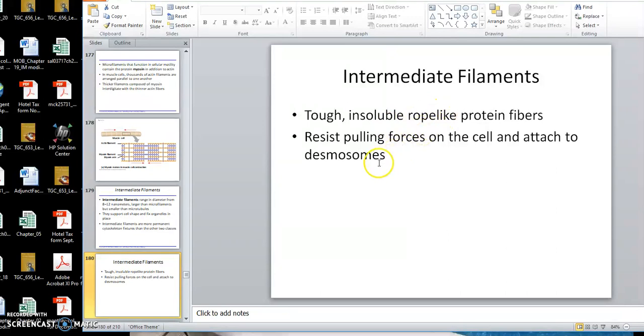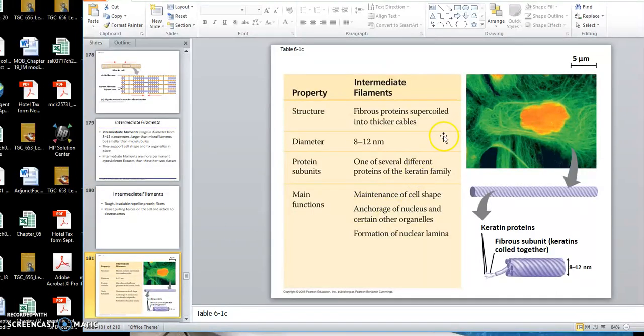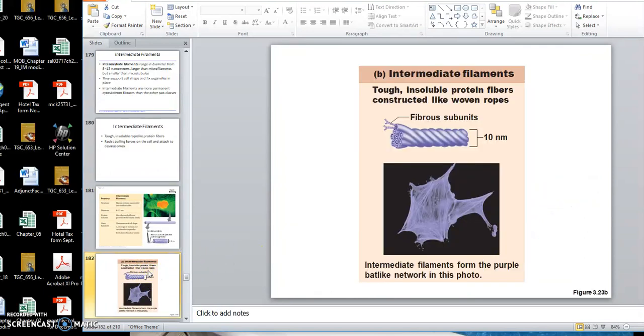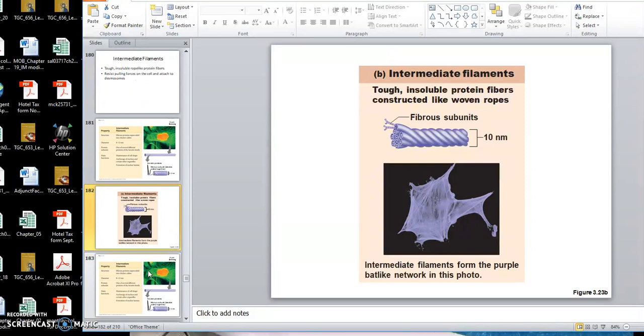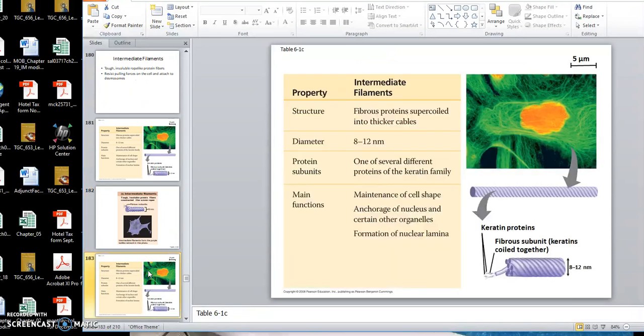They're rope-like proteins that you can see here. That would be keratin, which is one type of intermediate filament. There they are there. Again, you can see.